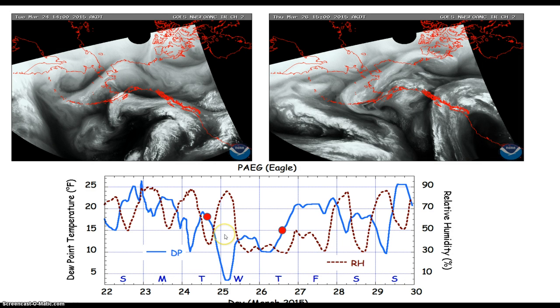And just to make it easier to see, the little red dots that I put here represent the times that the pictures were taken.